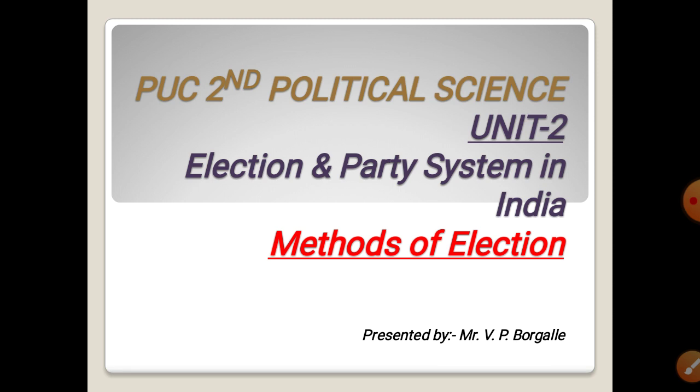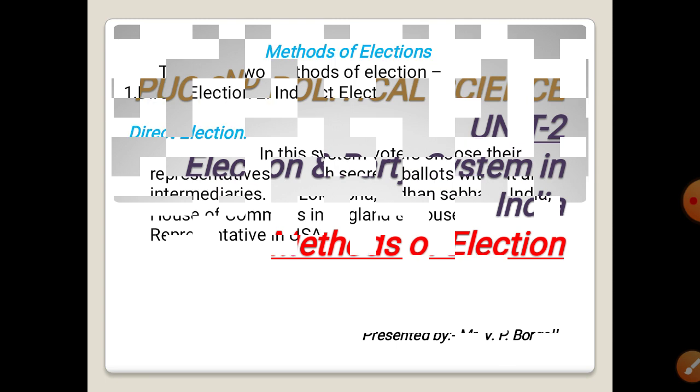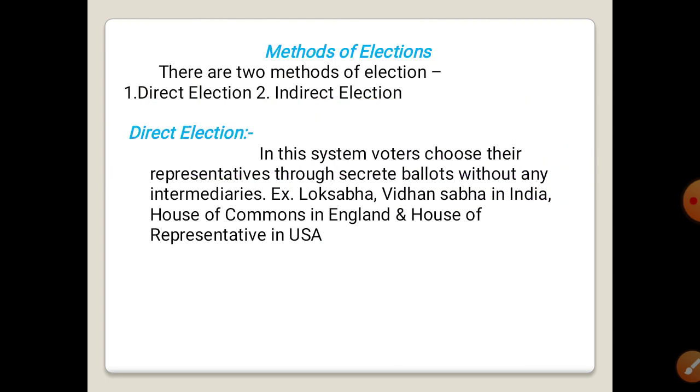Previously we started with the second unit, election and party system in India. In the previous PPT we saw different types of election: general election, midterm election, re-election and by-election. So today's topic is methods of election. There are two methods of election. One is direct election and the second one is indirect election.